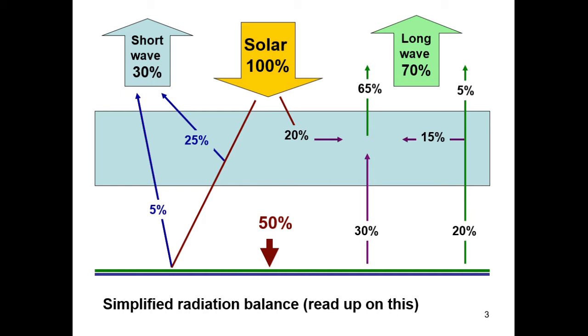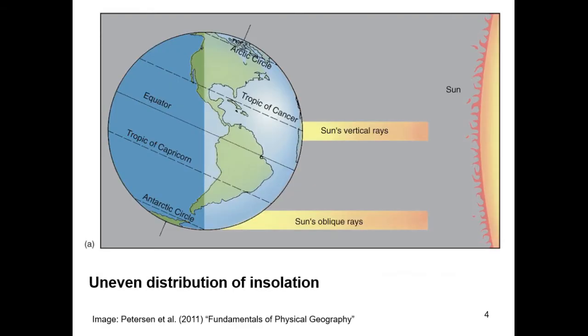Now, I'm sure this is a really interesting topic, but rather than getting bogged down in the numbers, what I'm going to focus on is the geography of this pattern, which doesn't really feature on this diagram. And the key point for this session is that insolation, that incoming solar radiation, isn't distributed evenly around the planet.